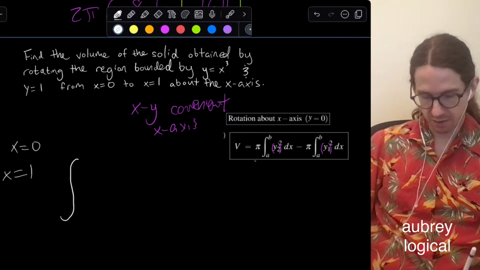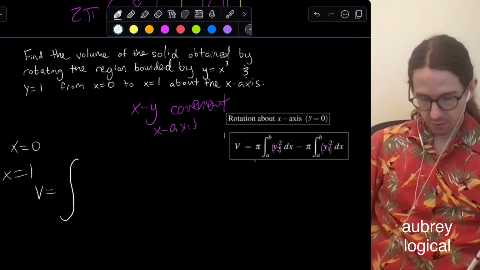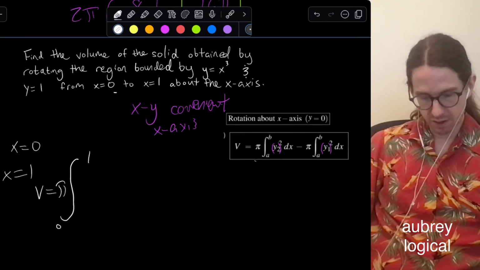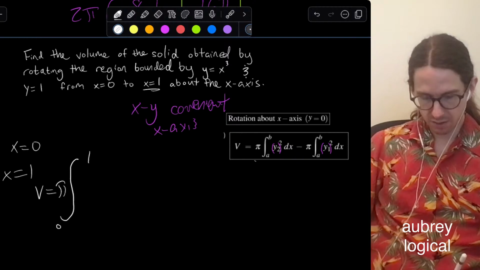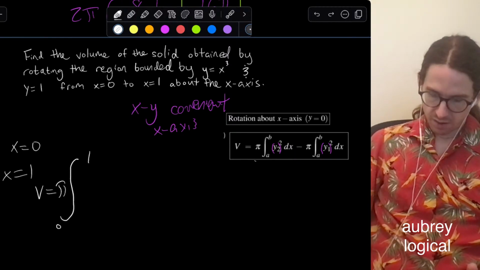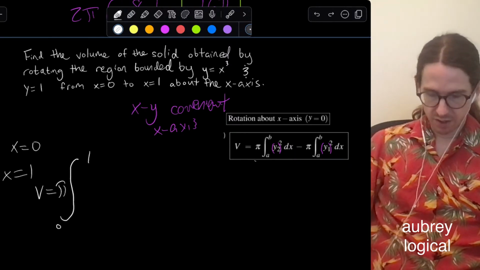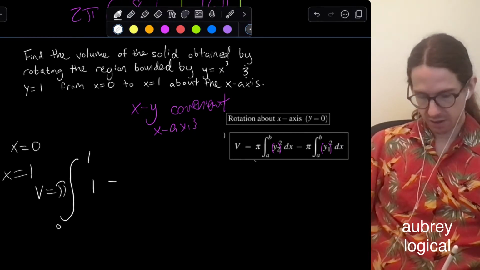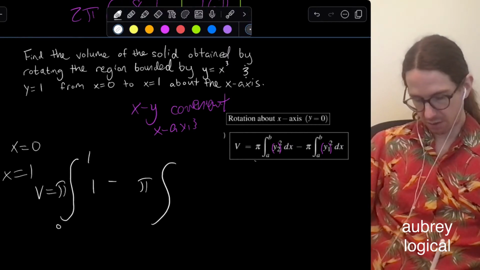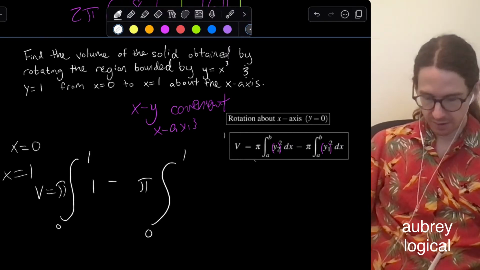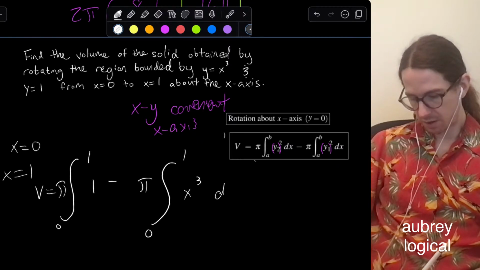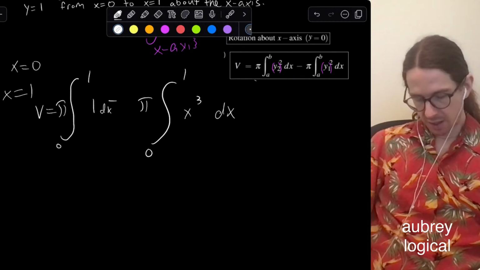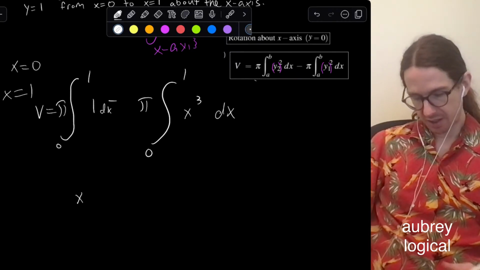If I could do it right this time, it's going to be pi times the integral from 0 to 1, because those are our bounds. y2 is going to be our bigger equation, so we're going to have 1, minus pi times the integral from 0 to 1 of x cubed dx. This one's going to be dx also. Okay. 1 dx is just going to turn into x.